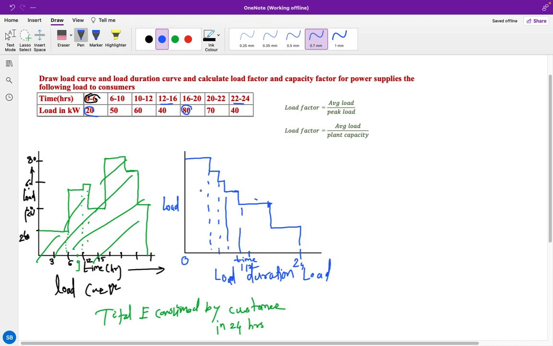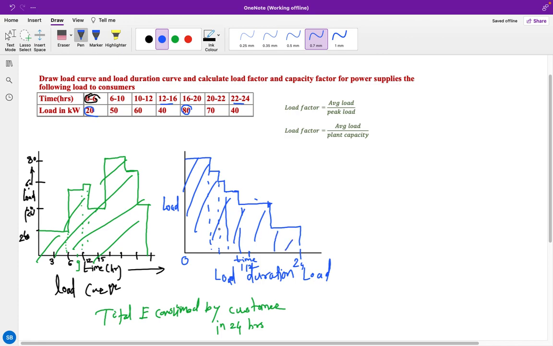Now the main difference is that in the load duration curve we plot the load variation in descending order. The main similarity in these two curves is that the area below this curve is always the same as the area below the load curve.